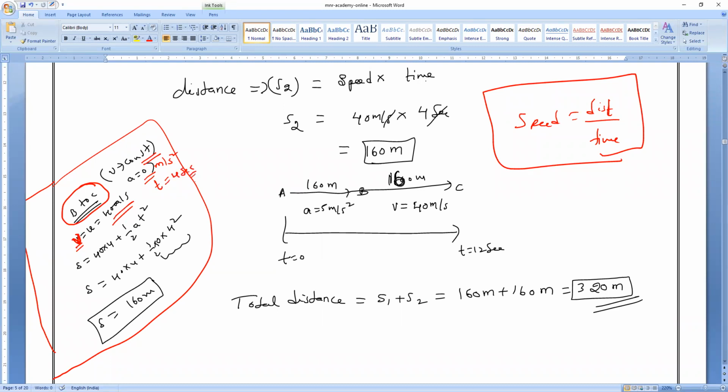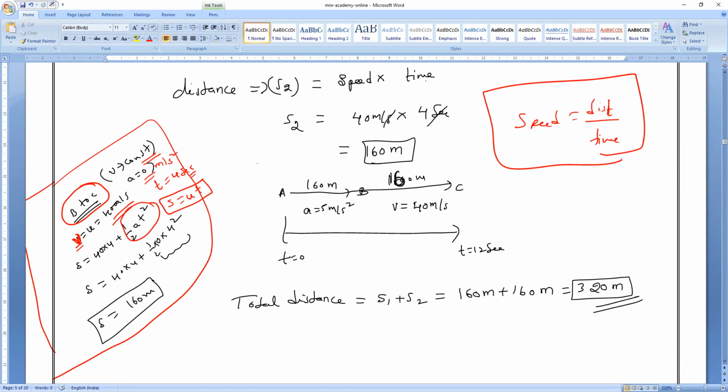And we know time: how many seconds does it travel? 8 to 12, 4 seconds. So acceleration is 0, so this whole term is 0. Today's second question we have found. If it is constant velocity or uniform velocity, acceleration is 0, which means S is equal to ut. Is it right or wrong?